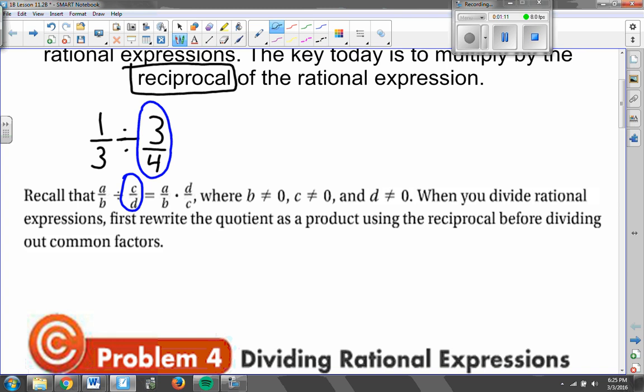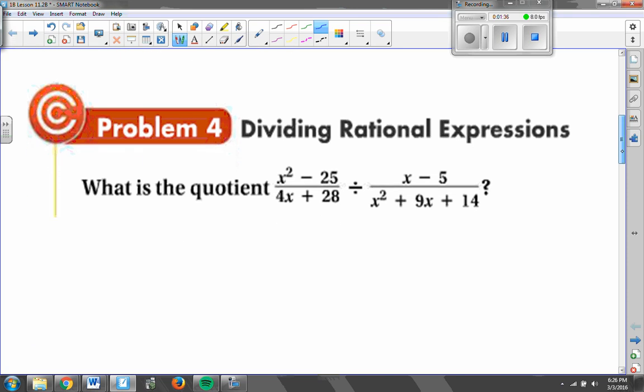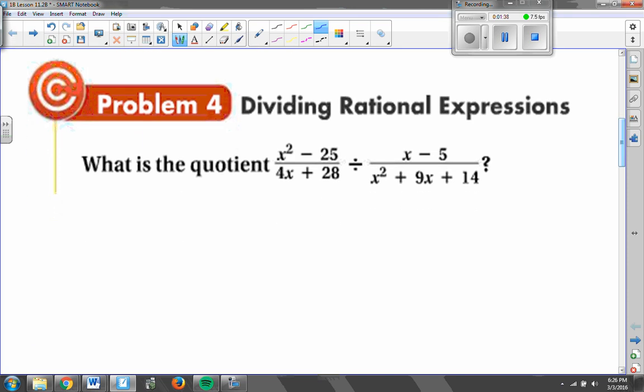So really what we are doing here is 1/3 times, now we change our divide symbol to a multiply symbol, and we flip that fraction to be 4/3 instead of 3/4. That's called the reciprocal. So dividing by a fraction is like multiplying by the reciprocal. So when we divide two rational expressions, we will do exactly the same thing.